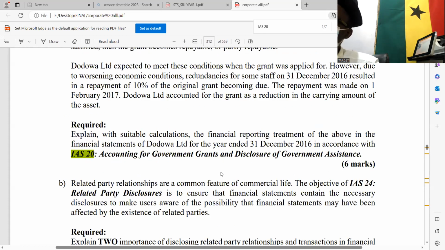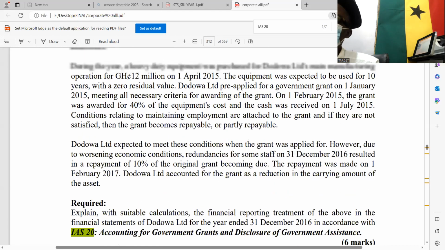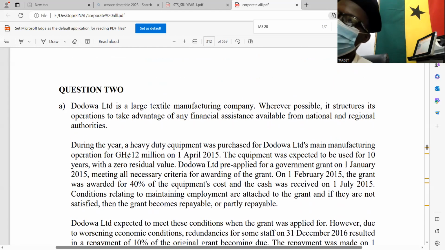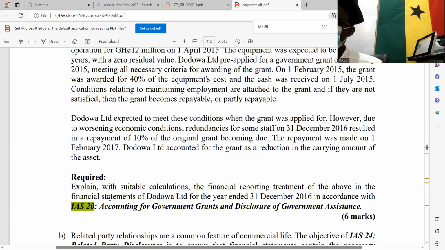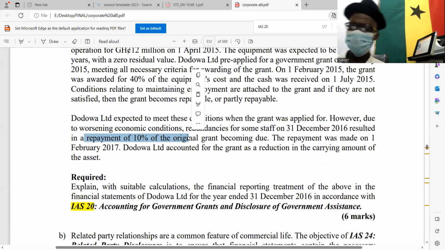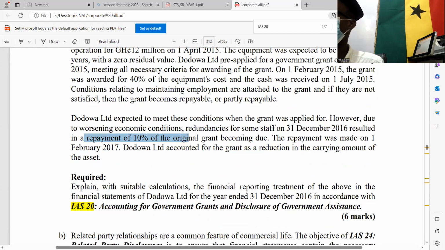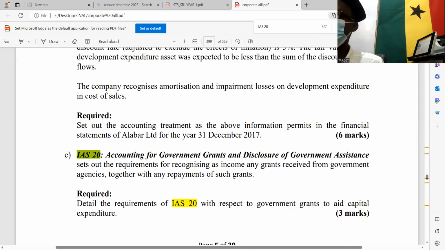Dodowa Limited, yes. This is a repayment. This is the question I'm talking about that you have to solve. This one was a repayment of grant. This question is November 2017, question number 2A. That's where the grant became repayable. The government asked them to repay 10% of the amount. Don't forget the treatment. The amount they will pay will be an additional carrying amount. You charge depreciation on a cumulative basis. There's a particular question I'm looking for, and I found that one. I'll be very happy.